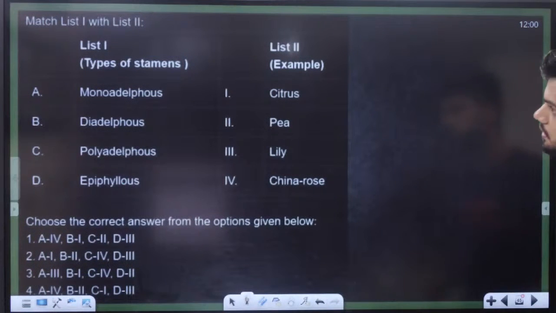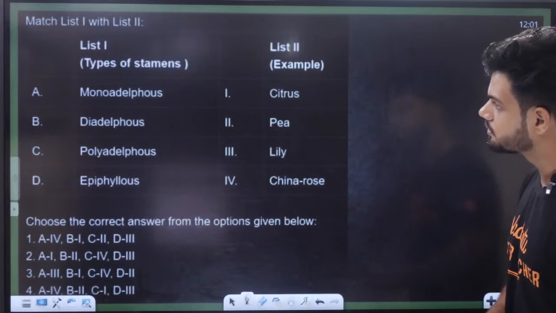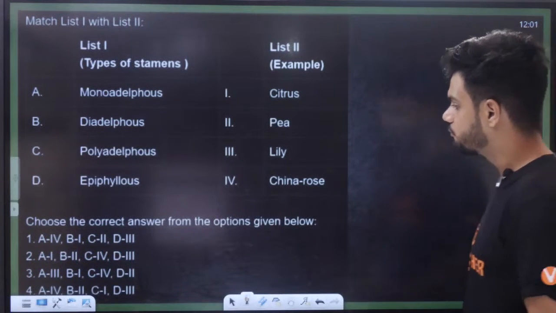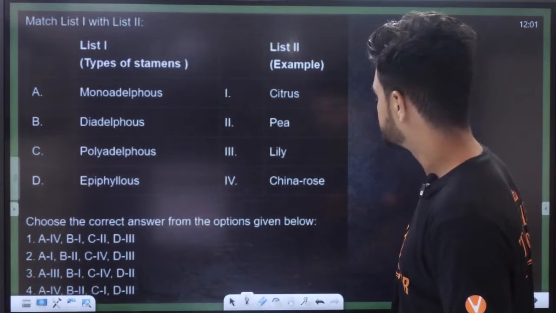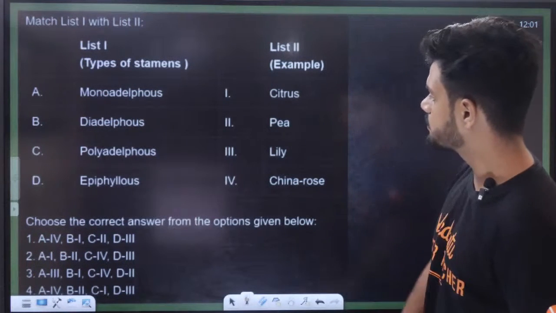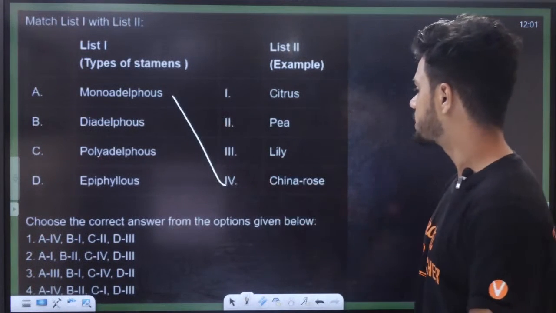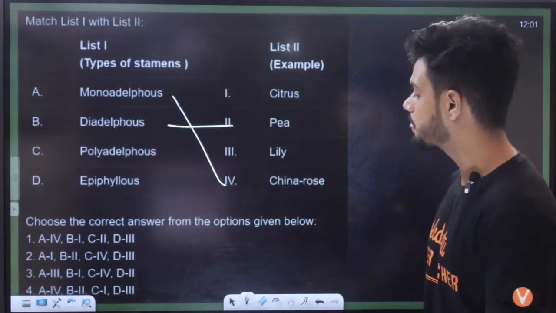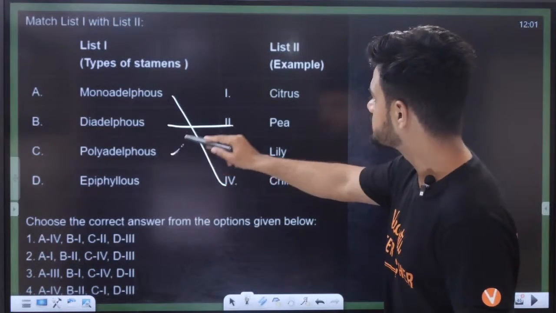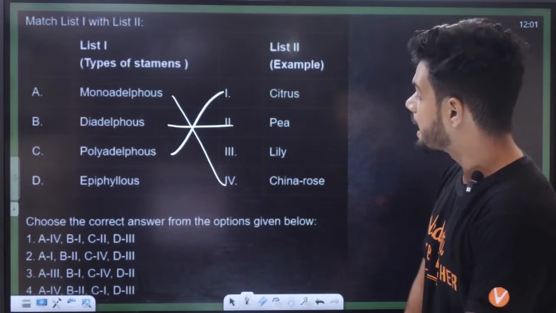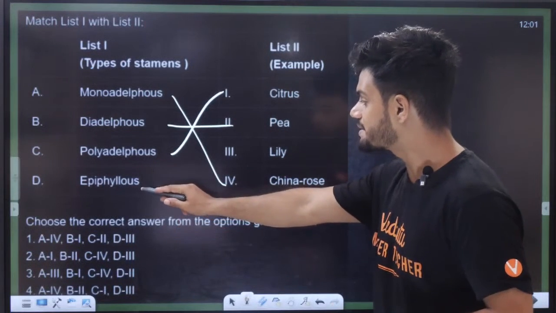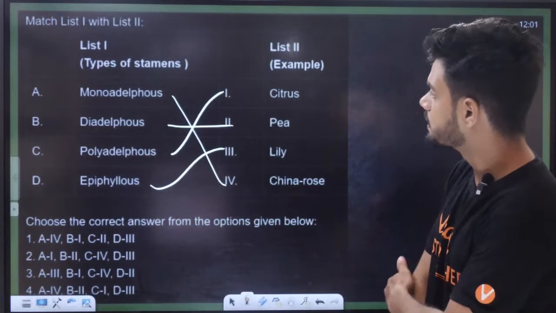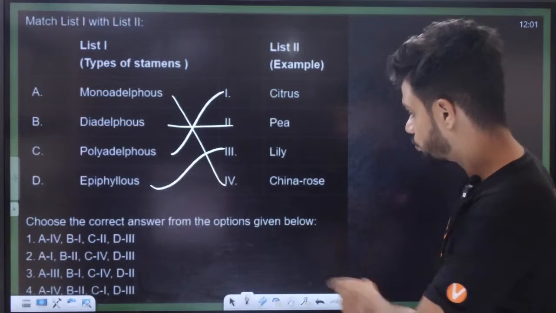Okay. Now students, can anyone solve this question? Monadelphous we learned, China rose. Yes. So A is going to be 4. China rose. Diadelphous we learned just now is the pea plant. Polyadelphous we learned as citrus. Epiphyllous condition, tepal plus stamen, that is lily. So what is the answer? A is 4, B is 2, only option number 4.